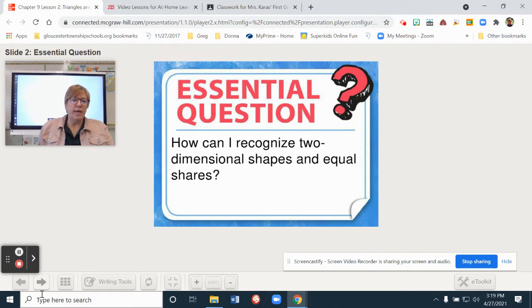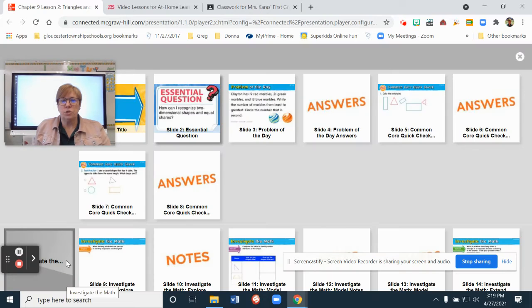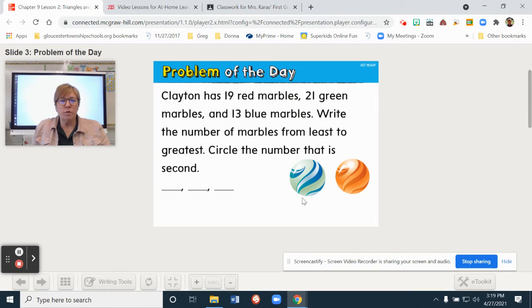Okay, so again, we're doing trapezoids and triangles today, and we're also working with the essential question of how can I recognize two-dimensional shapes and equal shares. All right, so let's get started. We're going to start first with this problem of the day and get our math warm-up going.